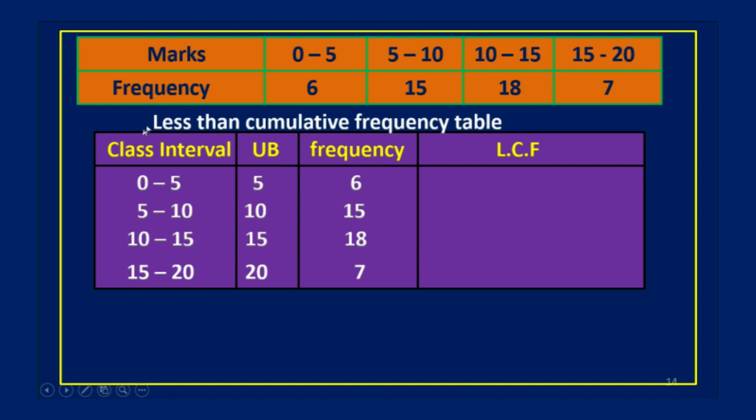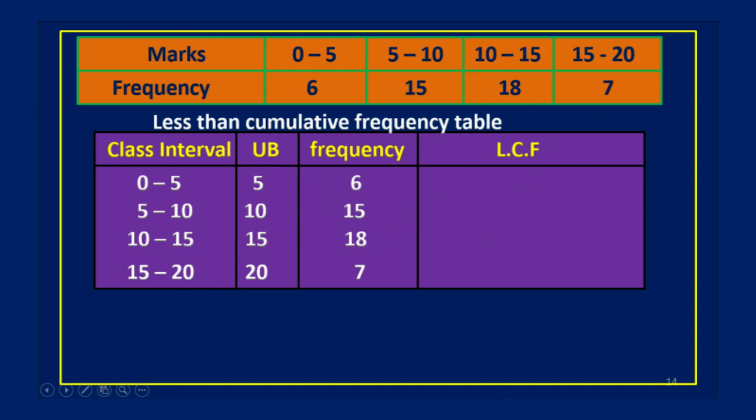Children, in your last class you learnt what are exclusive classes, right? So these are exclusive classes. For exclusive classes, boundaries and limits are the same. So 5 is the upper boundary, 10 is the upper boundary, 15 is the upper boundary, and 20 is the upper boundary. So what I am doing here, I am taking 4 upper boundaries of 4 classes. Next frequencies I am taking as it is: 6, 15, 18, 7.